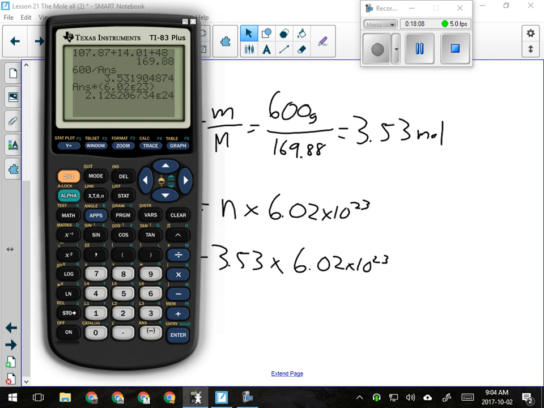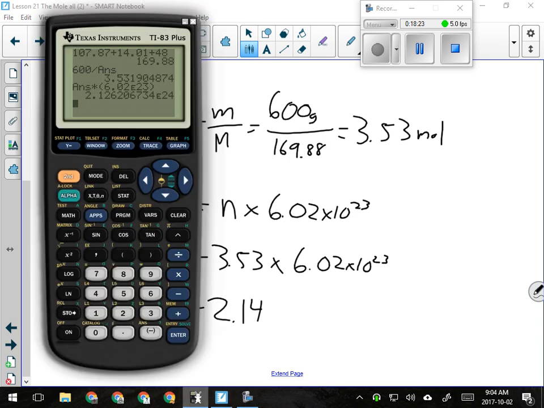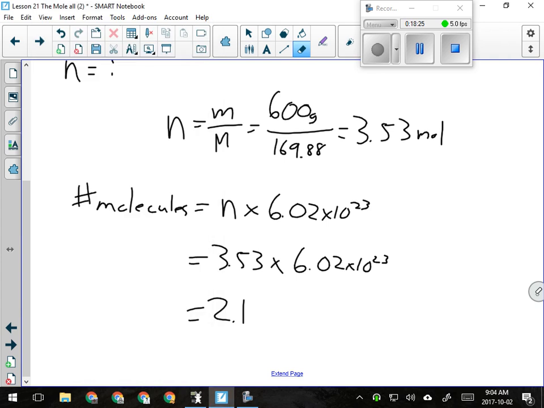All right, here's how many molecules I have. 2.13, because we're only going to go to 2 decimal places. 2.13 times 10 to the 24 molecules. Oh, sorry, 2.13, rounding. 2.13 times 10 to the 24 molecules.